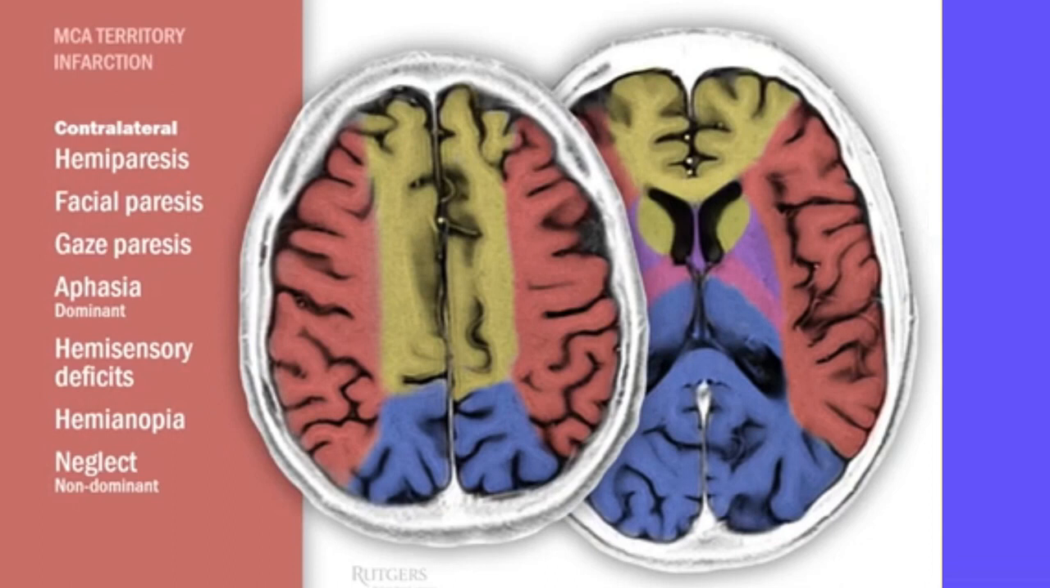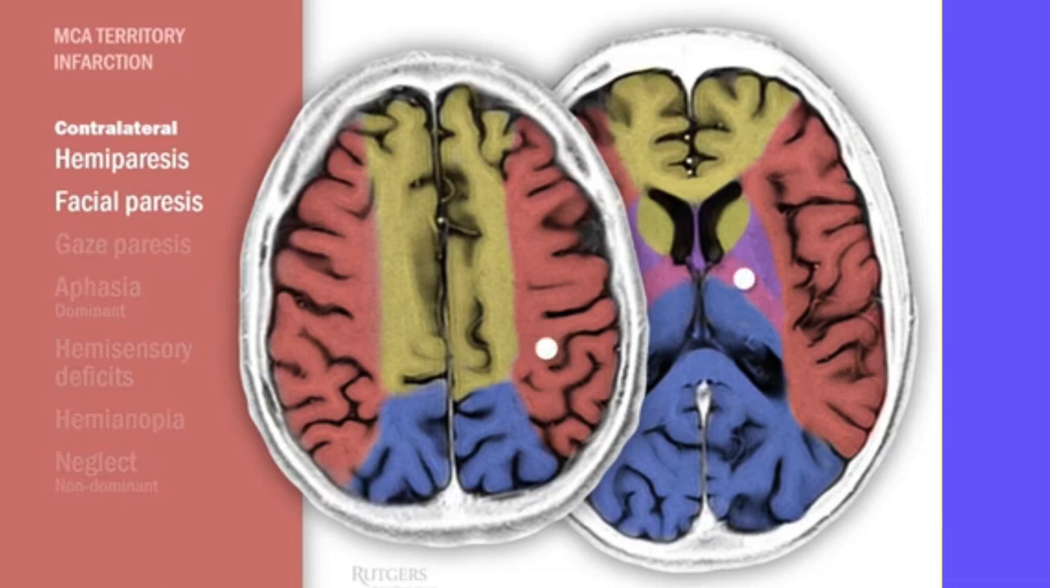Middle cerebral artery territories in red are by far the largest in the brain. MCA territory infarction may include contralateral hemiparesis from damage to the primary motor cortex and descending motor pathways, contralateral facial paresis, again from damage to corticobulbar fibers, contralateral gaze paresis from damage to the frontal eye fields. If you infarct the left frontal lobe, you would not be able to look to the right, causing a right gaze paresis or left gaze deviation.